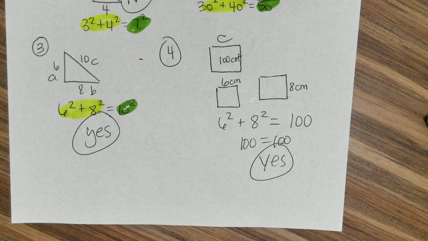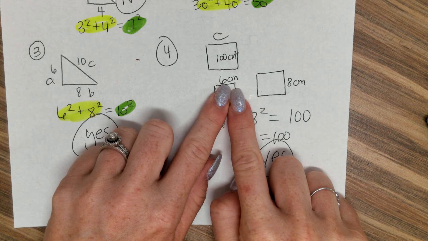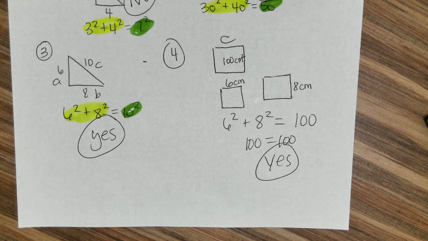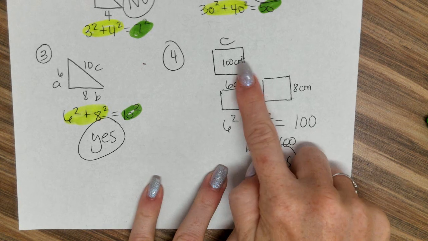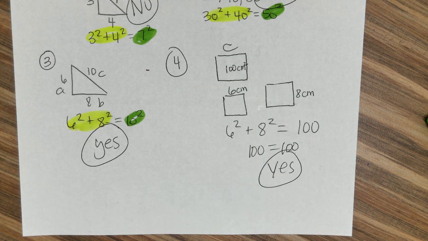So I'm going to say that again. If it doesn't have the little centimeter squared, then you have to square it. If it already has it, then you don't square it. Does that make sense?